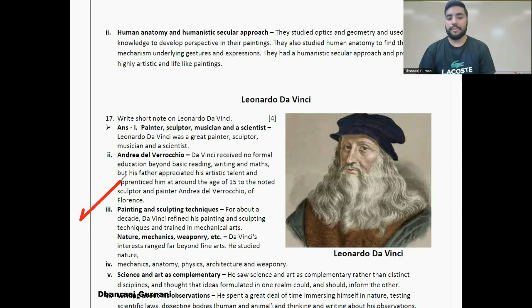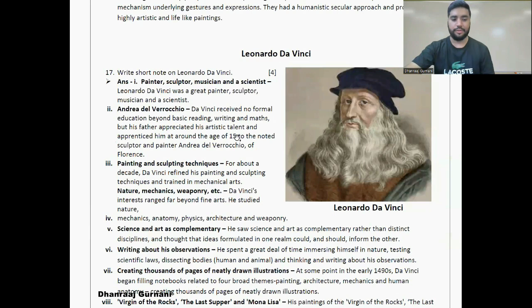Third one, painting and sculpting techniques. For about a decade, that is around 10 years, Da Vinci refined his painting and sculpting techniques and trained in mechanical arts. Point number 4, nature, mechanics, weaponry, etc. Da Vinci's interest ranged beyond fine arts as well. He studied nature, mechanics, anatomy, physics, architecture, and weaponry as well. So not only art and sculpting, but also other fields.